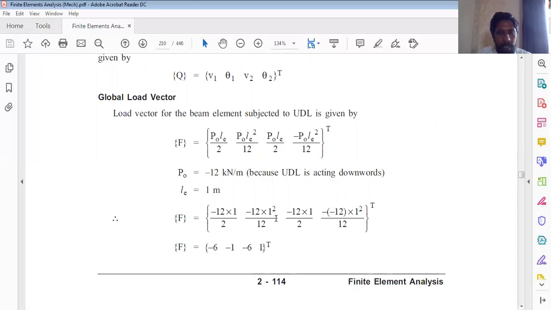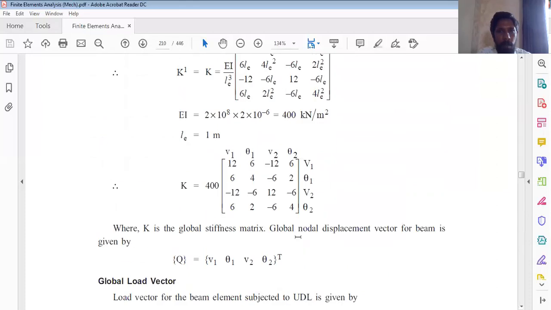minus 12 into 1 square divided by 12, minus 12 into 1 divided by 2, minus of minus 12 into 1 square divided by 12, which is the load vector due to the UDL, which is equal to minus 6, minus 1, minus 6, 1. So this corresponds to the load vector due to a single beam element.